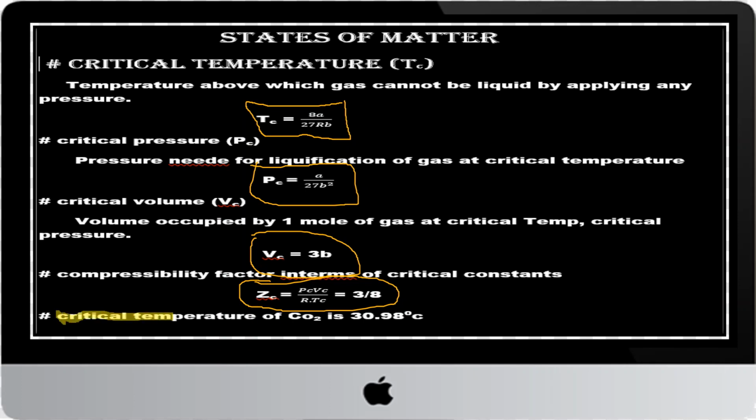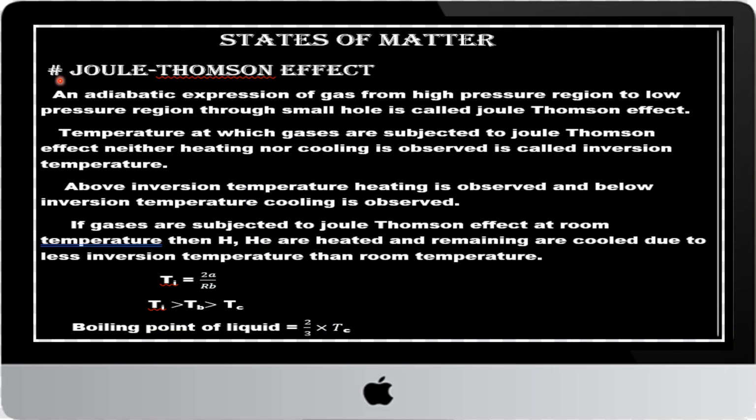The critical temperature of carbon dioxide is 30.98 degree Celsius. Remember this only, not the other values. It's different in different edition textbooks. Remember this. This is the universal value finally given in Google. So coming to the next topic, this is out of NCERT, most important and many times asked in previous year's exams.